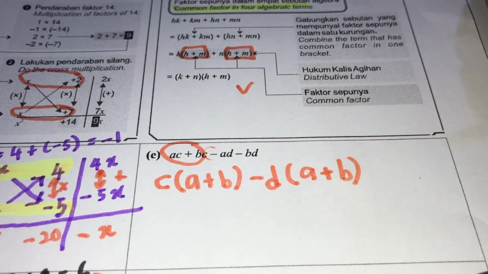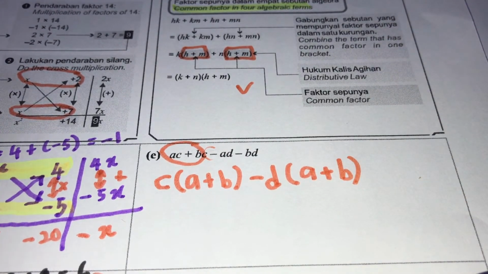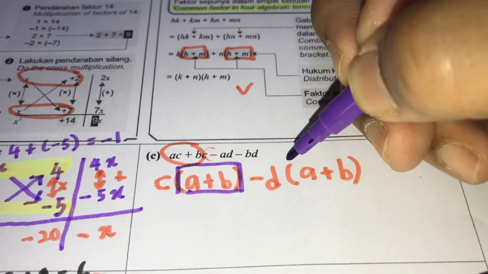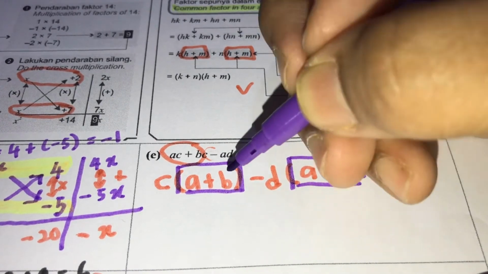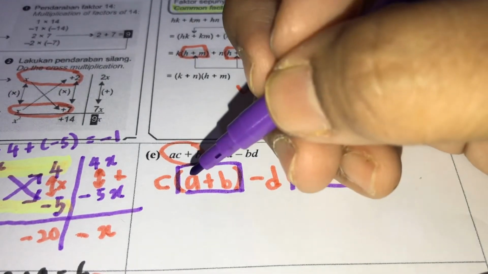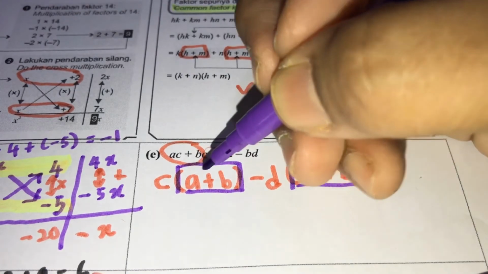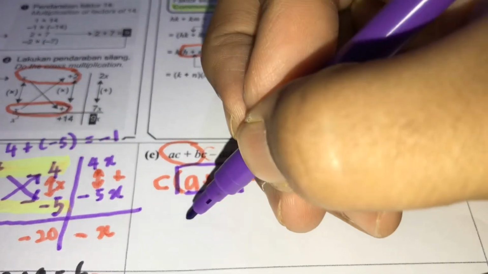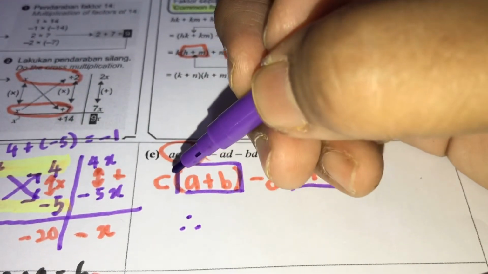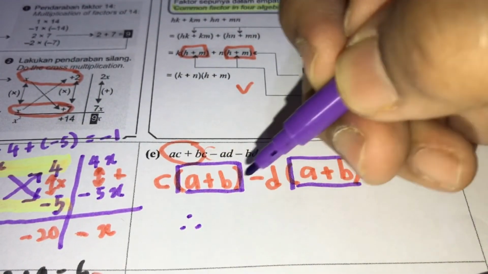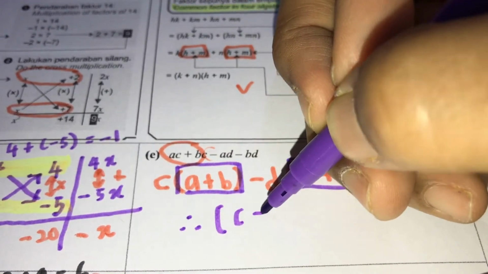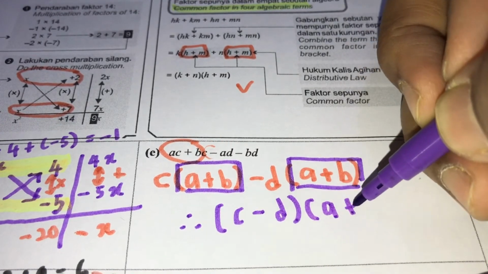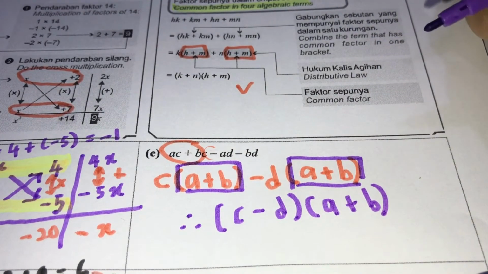Then you have to make sure this A plus B is the same as this A plus B. The sign also must be the same. Here plus, here also plus. Here plus, here minus, cannot. Here must be the same sign and the same variable. After you identify that this is the same, then you can write out the final answer. Just copy back C minus D, and then copy back A plus B one time only. Then finish. This is your answer.